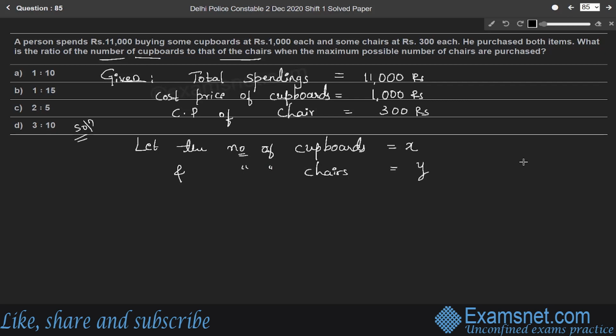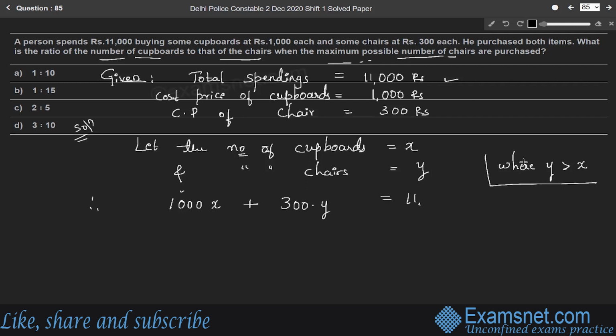Right. So here the condition is we have to purchase the maximum possible number of chairs. Therefore, the number of chairs is greater than the number of cupboards. Right. So what is the total spending? It is 11,000. Therefore, 1,000 into X, that is the cost price of each cupboard into the number of cupboards, plus the cost price of each chair into the number of chairs, is equal to 11,000. Do you agree? Let us consider this as equation 1.